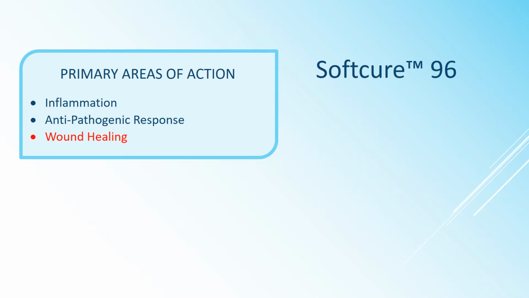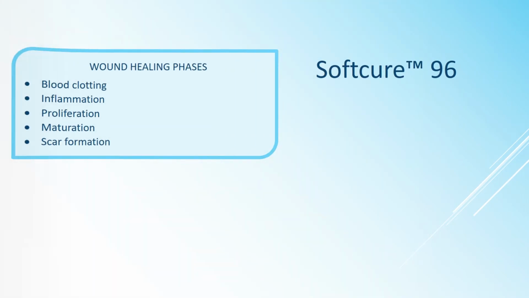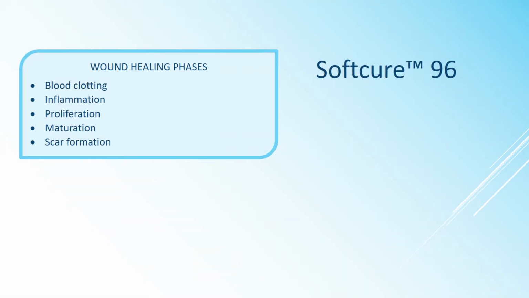The third primary area of action of LLLT is wound healing. Wound healing progresses through 5 overlapping phases. We have shown how LLLT can limit inflammation and restore mitochondrial performance. We will now address wound repair.